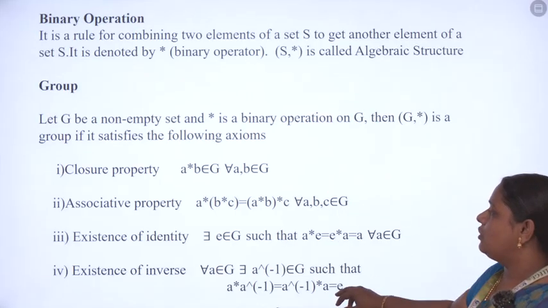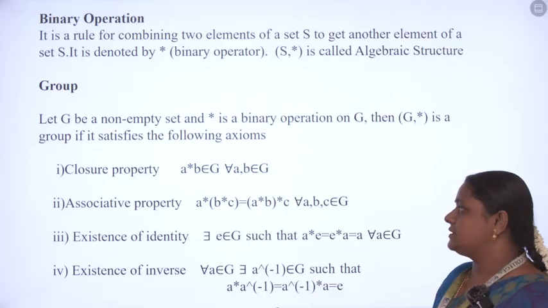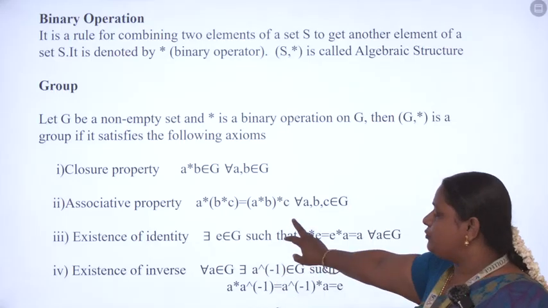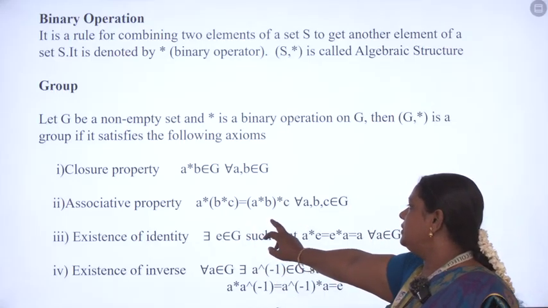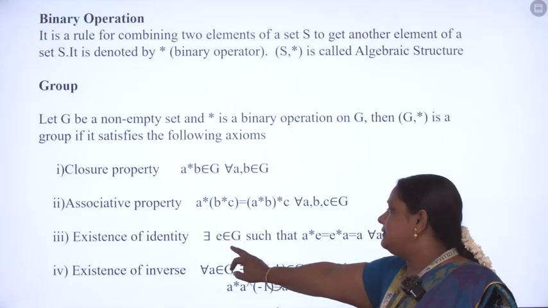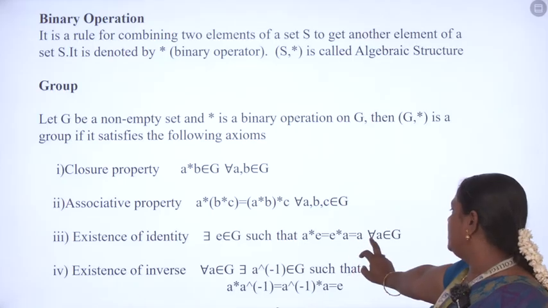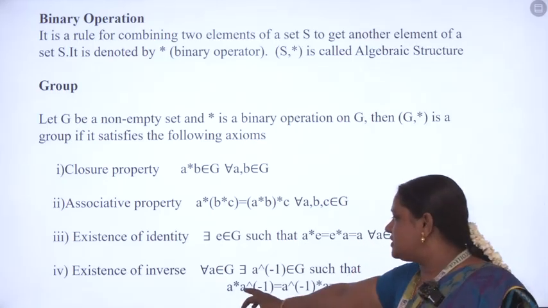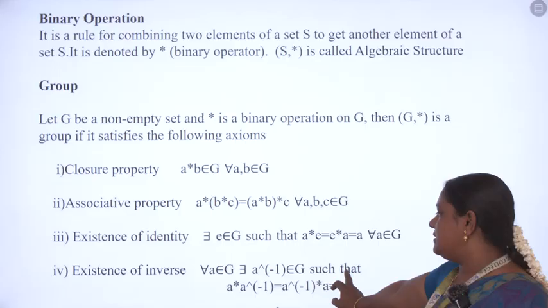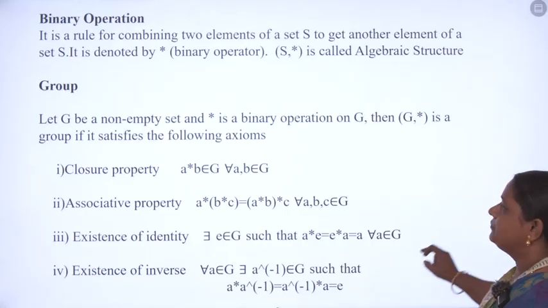Here we are going to see some properties like closure property, associative property, existence of identity, and existence of inverse. Closure property means a star b belongs to G for all a, b belongs to G. Associative property means (a star b) star c equal to a star (b star c) for all a, b, c belongs to G. Existence of identity means there exists e belongs to G such that a star e equal to e star a equal to a for all a belongs to G. Existence of inverse means for all a belongs to G there exists a inverse belongs to G such that a star a inverse equal to a inverse star a equal to e.